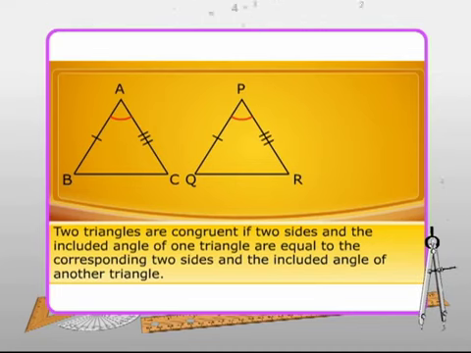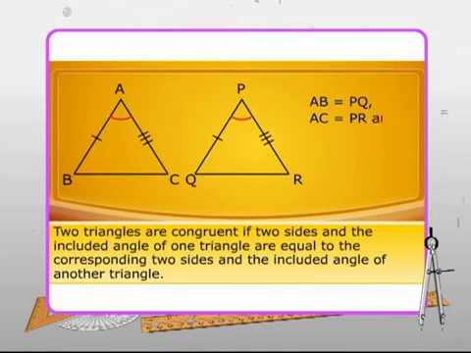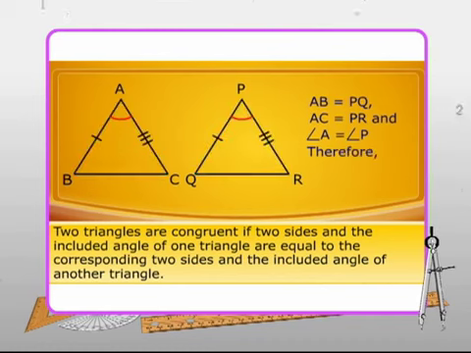Two triangles are congruent if two sides and the included angle of one triangle is equal to two sides and the included angle of the other triangle. In triangles ABC and PQR, side AB is equal to side PQ. Side AC is equal to side PR and the angle A is equal to angle P. Therefore, triangle ABC is congruent to PQR by SAS congruency condition.